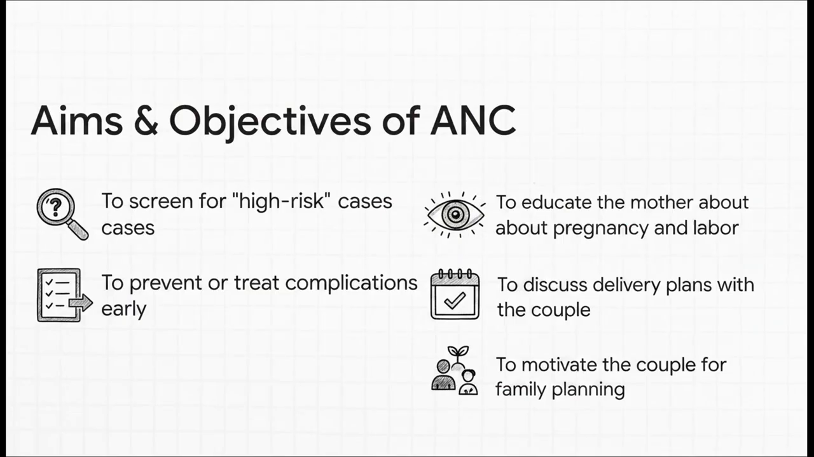So how do we make that happen? Well, first, we screen for any high-risk issues, things like pre-existing diabetes or hypertension. Next, we're always on the lookout to prevent or treat any complications as early as possible. And this is key. Risk assessment is a continuous process, not just a one-and-done check at the first visit. Of course, a huge part of this is also educating the mother, talking through the birth plan, and even looking ahead to future family planning.